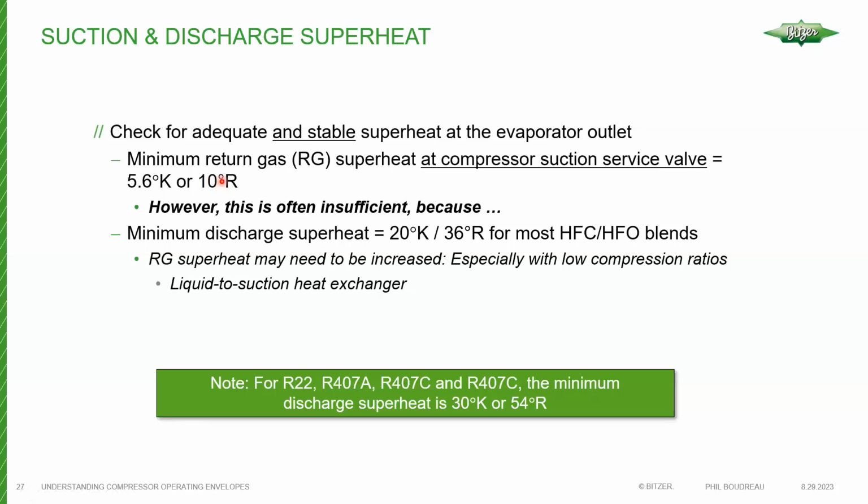So the minimum return gas superheat is 10 degrees Rankine, but that's just a starting point. Okay, so 10 degrees Rankine, but there's a caveat there. We have to make sure that the discharge superheat also reaches its minimum. And if we cannot achieve the minimum discharge superheat, then we have to increase this value of 10 Rankine, or 5.6 Kelvin, to a higher value to get us to the point where we can achieve the minimum discharge superheat. And you may be wondering, how do I determine that?